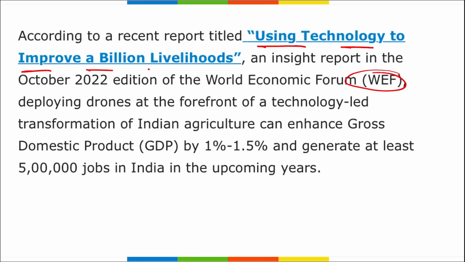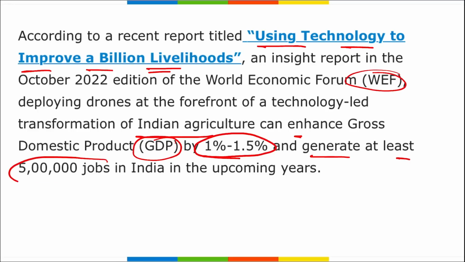This data was released by which organization? World Economic Forum, and this stated that Indian agriculture can enhance gross domestic product, that is their GDP, by 1 to 1.5% and generate at least 5 lakh jobs in India in the upcoming years with the use of drones. This can be accomplished with the aid of developing business models such as digital financing, precision agriculture, and rapid awareness building that can be helped with this.